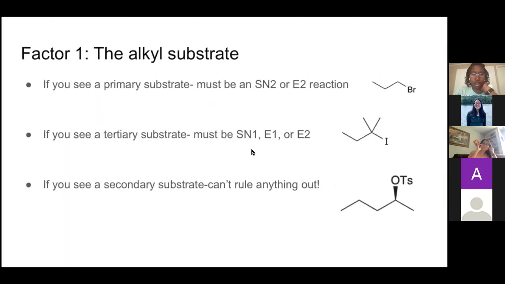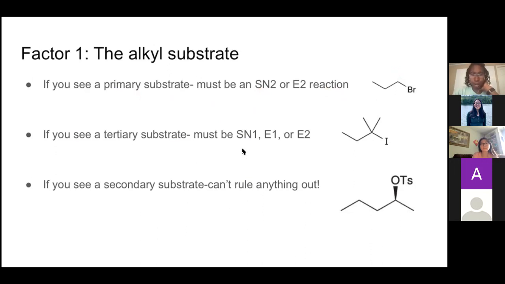So the first factor that we can use to try and figure out what type of reaction we're going to have is we can look at our substrate. If you see a primary substrate, then you can pretty much rule out SN1 and E1 reactions, and you're going to have an SN2 and or an E2 reaction. So this is an example of a primary substrate.